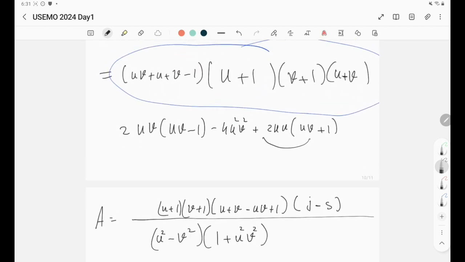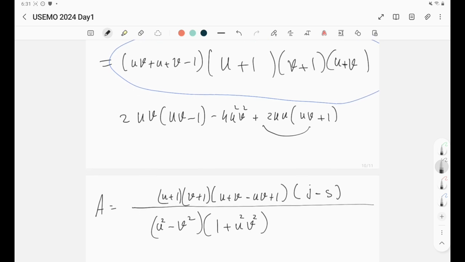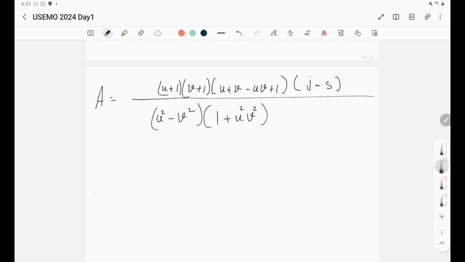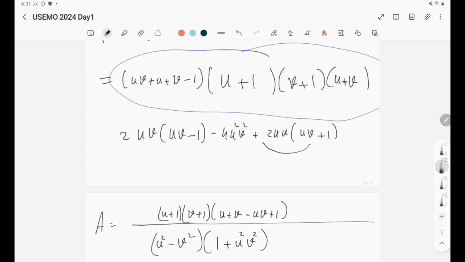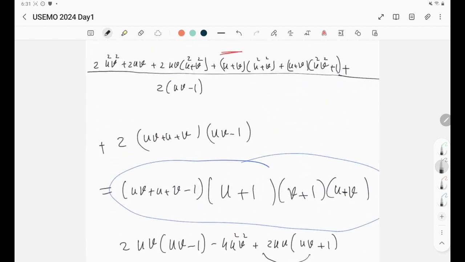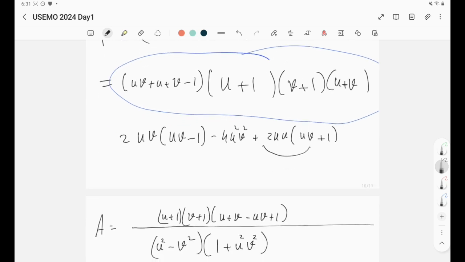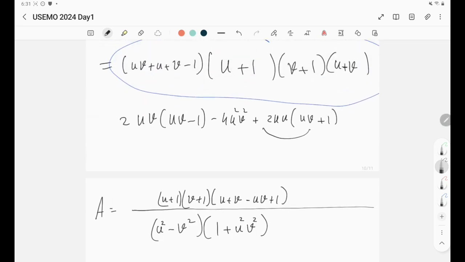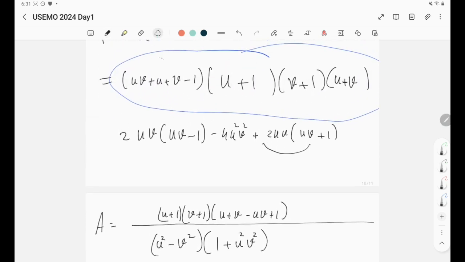U plus 1, v plus 1, and this that thing there. So instead of j minus s, I'm going to multiply this by this fraction. Here we have the 2 uv minus 1. By the way, we don't care about the 2 again for the same reason. So just uv minus 1, and the numerator is just all of that thing. We just copy it actually.